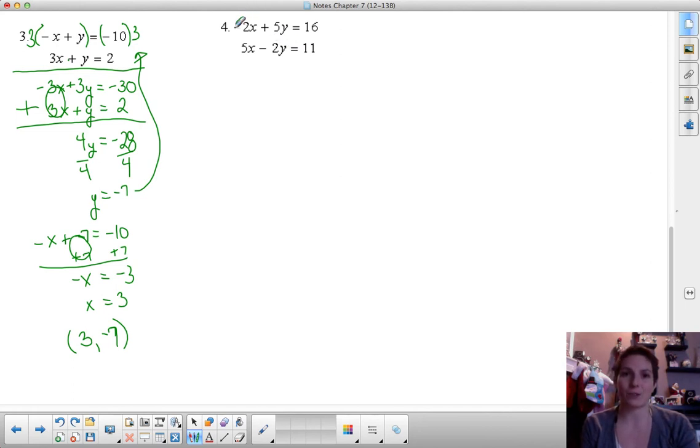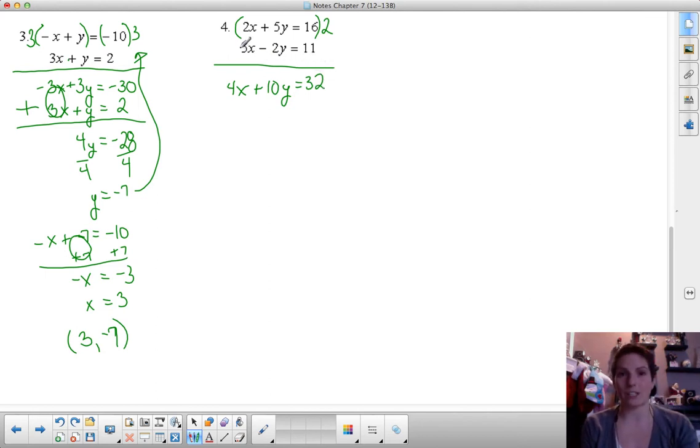I will take the first equation, and to get it to be positive 10y, I would need to multiply that by 2. So my first equation is going to change. I need to do a distributive property on the left. So that's 4x plus 10y equals 32.